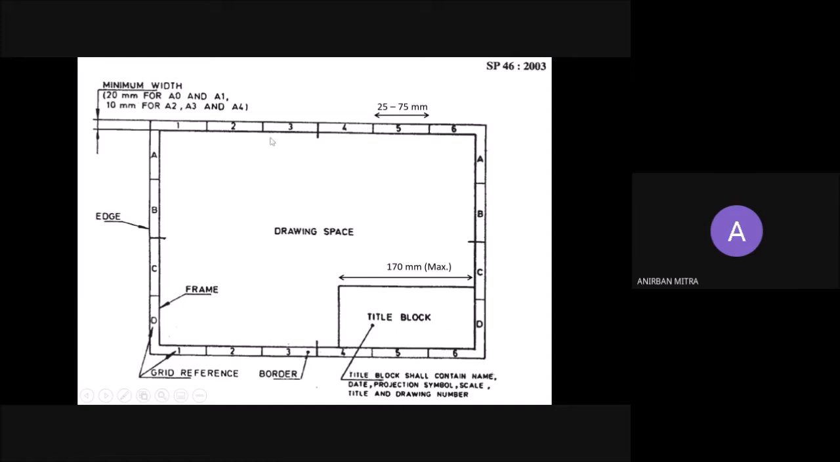And what about the size of these grid references? These boxes in which the letters or the numbers would be provided. It has to have a dimension lengthwise, which is between 25 and 75 millimeters. So you have some leeway to play around here.